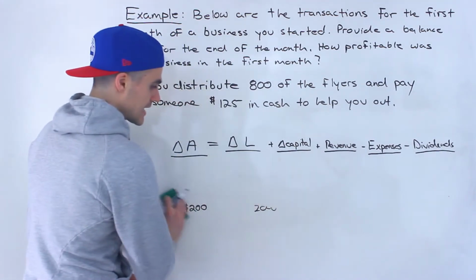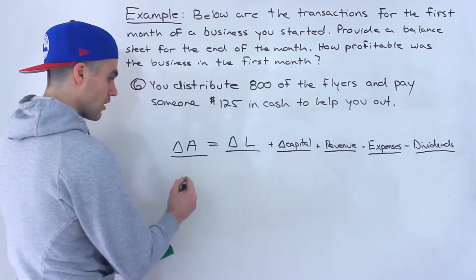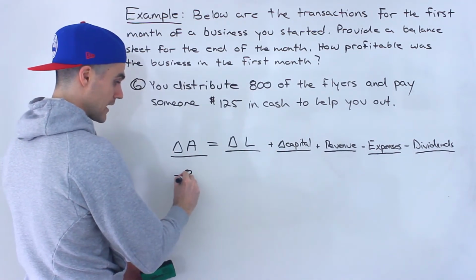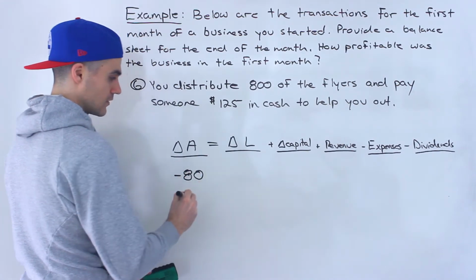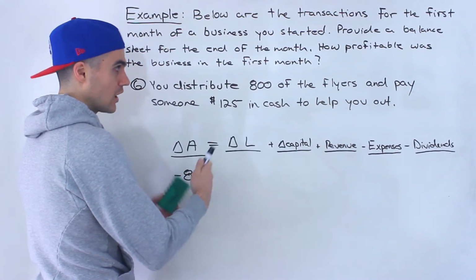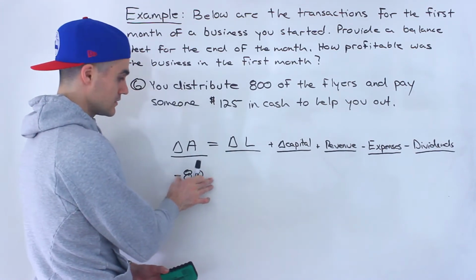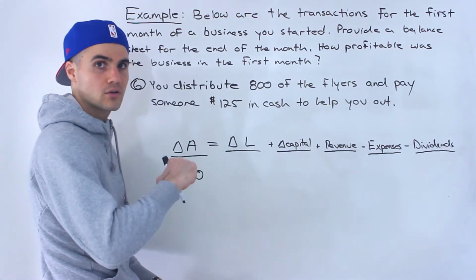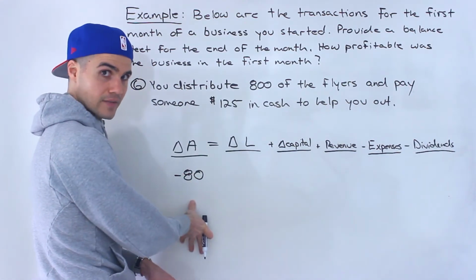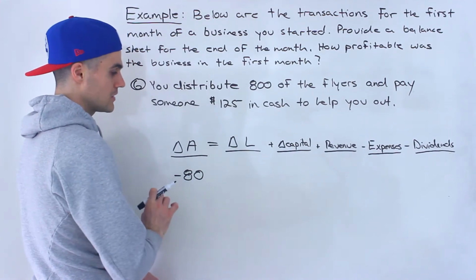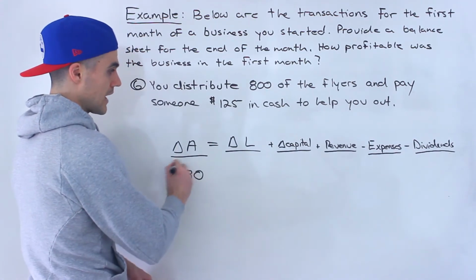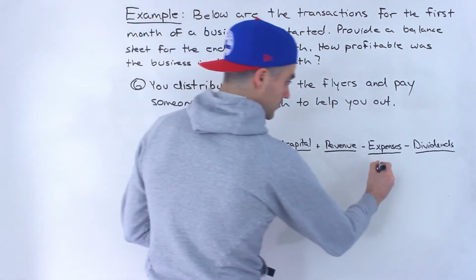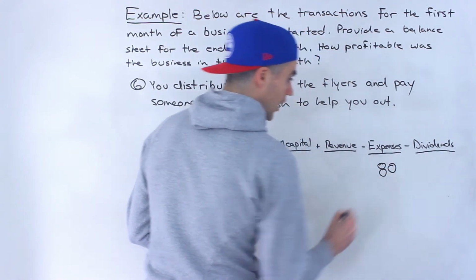So 0.4 times 200 gives us 80. So what happens is $80 of the flyers get consumed, they go away, so the assets go down by 80. Right, so 800 of the flyers are gone at 10 cents a flyer, so $80 of assets get consumed, so there's $120 of flyers left. So that flyers account is now going to be $120 that's left. So 80 gets consumed, and so it's going to be an expense here. So we're going to have 80 under expenses.